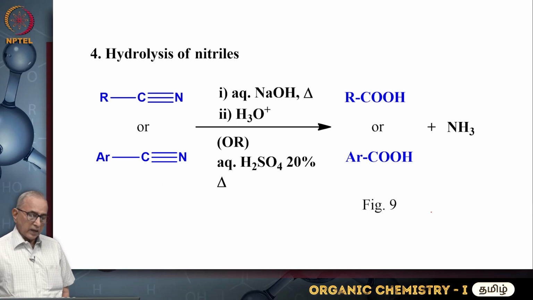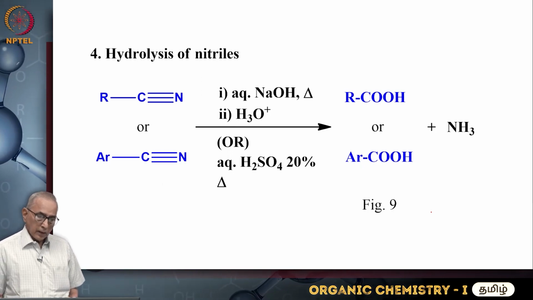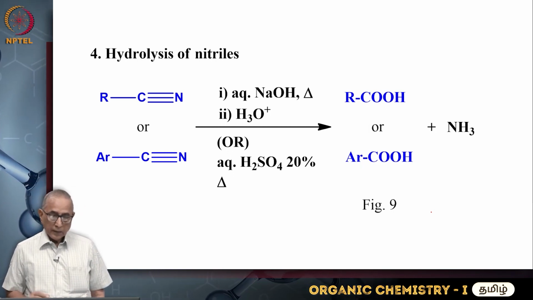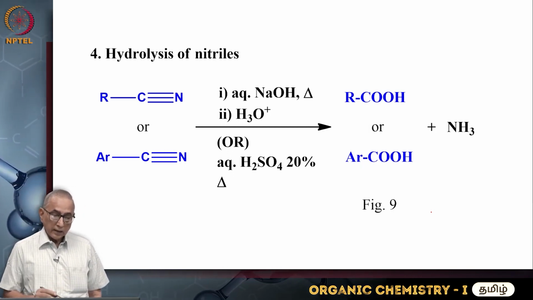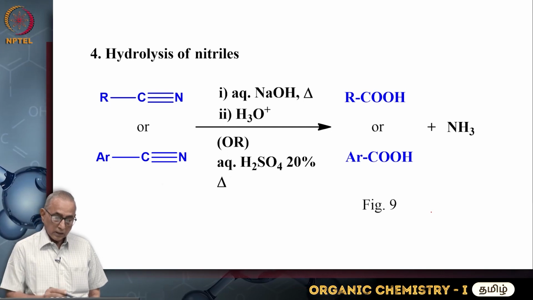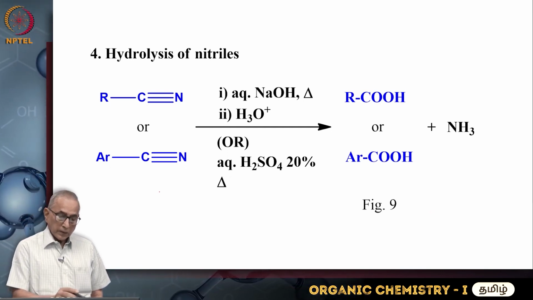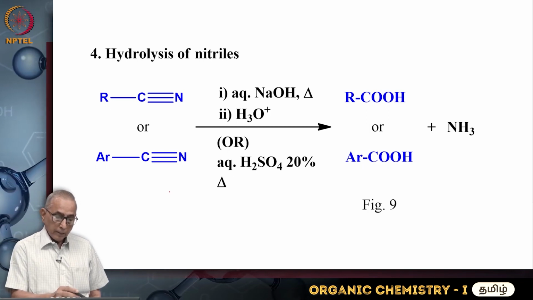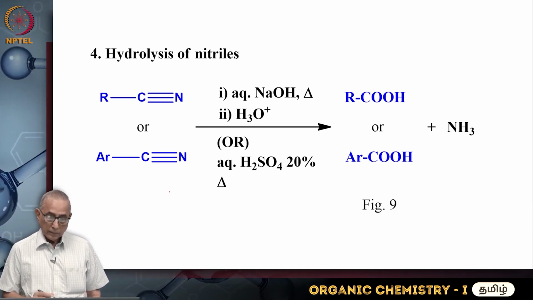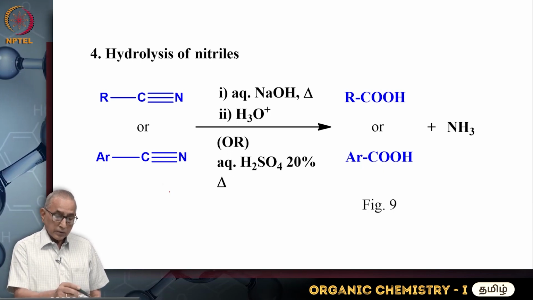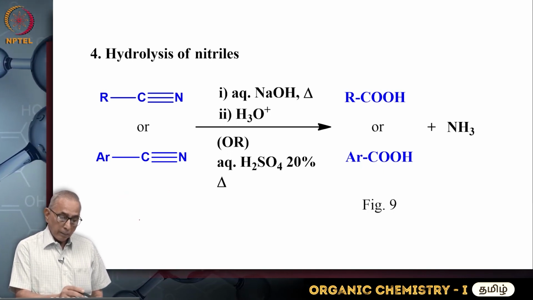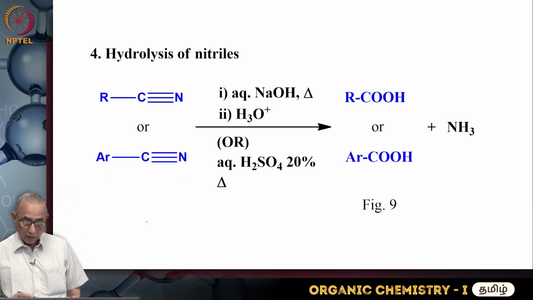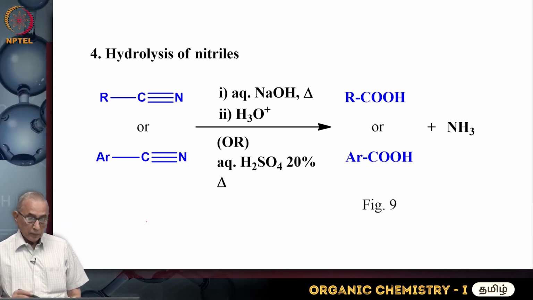Then hydrolysis of nitriles. We have seen this before. RCN is obtained when alkyl halide reacts with sodium cyanide. Aryl nitriles have to be prepared by special methods. You must take the amide and dehydrate it. You cannot produce it directly, as aryl bromide and cyanide will not react. We have seen this in the phenol chapter also.